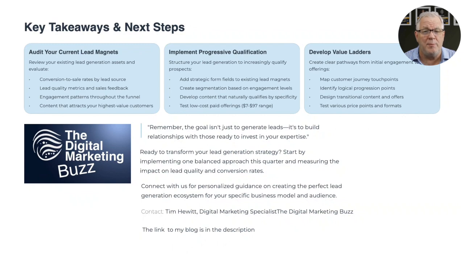Second, implement progressive qualification. Structure your lead generation to increasingly qualify prospects by adding strategic form fields to existing lead magnets, creating segmentation based on engagement levels, developing content that naturally qualifies through specificity, and testing low-cost paid offerings in the $7 to $97 range.